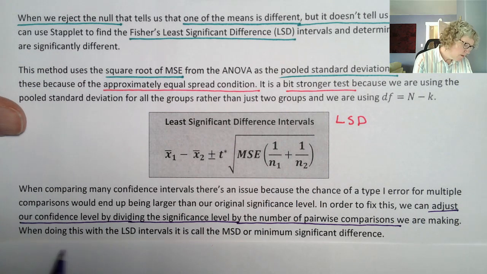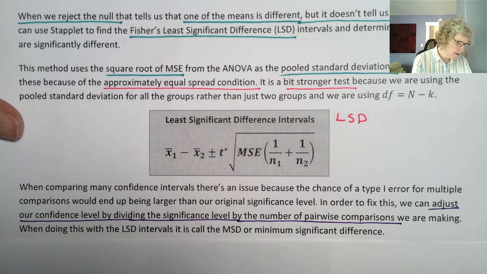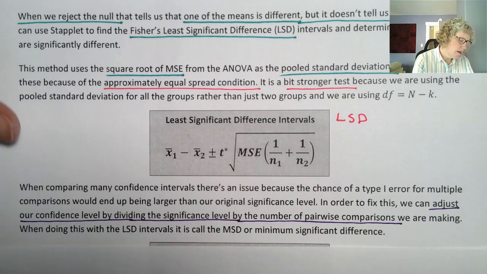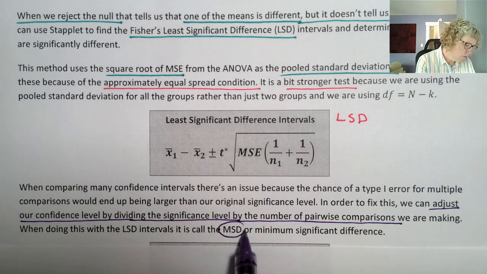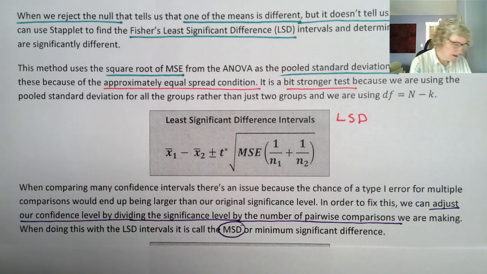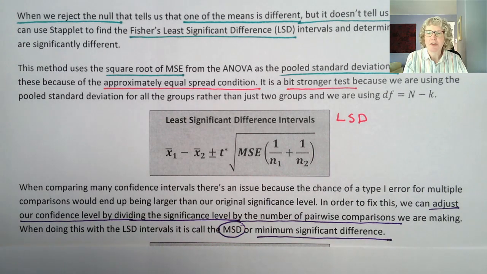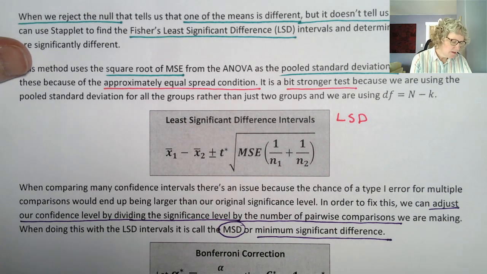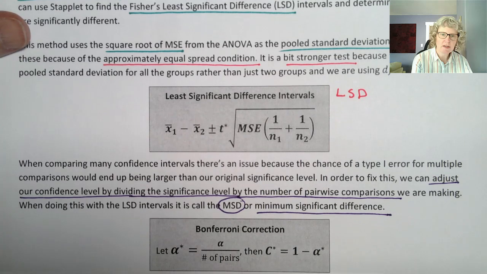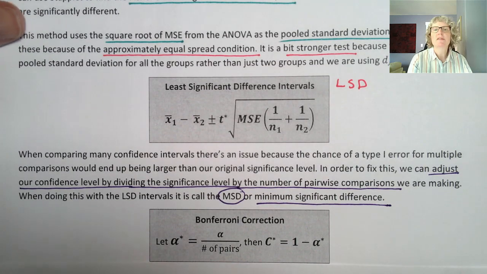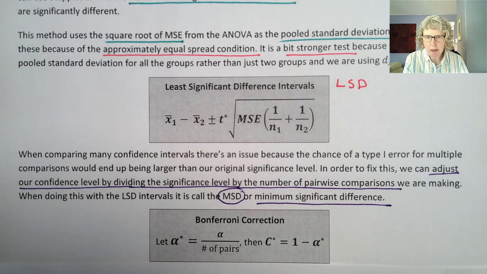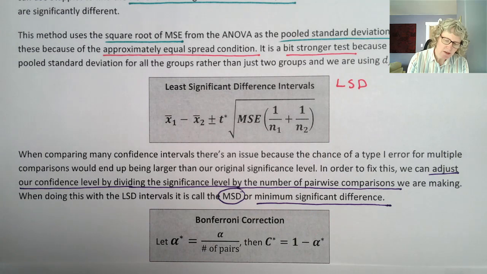So when we do this in combination with the LSD intervals, it's called the MSD. So really what we want is the MSD, or minimum significant difference. Okay, so many abbreviations, I know, but my point in doing this is just to show you what Statplet is doing and use Statplet, okay? But we do need to, instead of putting in the 0.95, adjust that, okay?